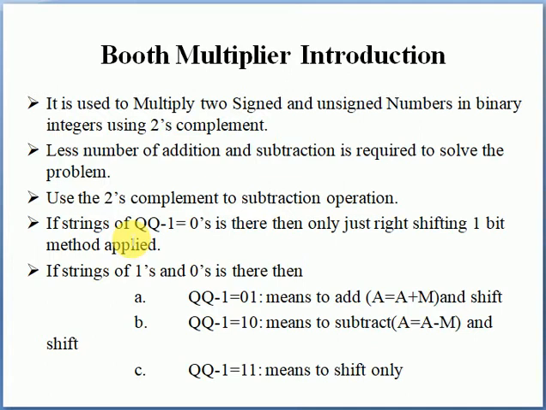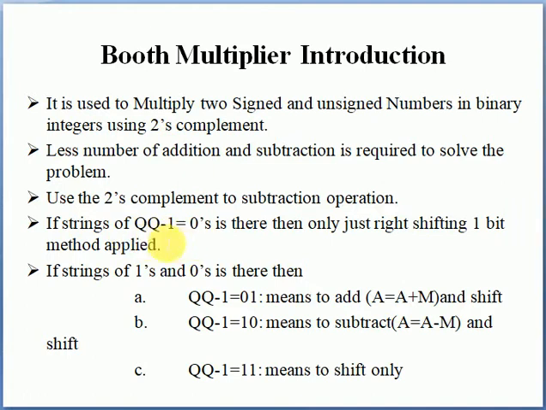Why the Booth multiplier algorithm? The Booth multiplier algorithm is used to multiply both signed and unsigned integers in binary by using 2's complement. Okay, the Booth multiplier algorithm uses fewer additions and subtractions to solve a problem. When we perform a subtraction operation, the Booth multiplier algorithm uses the 2's complement method for the subtraction operation.